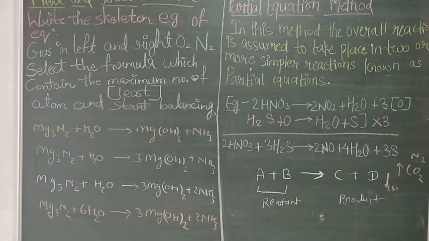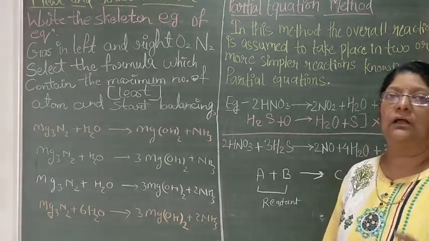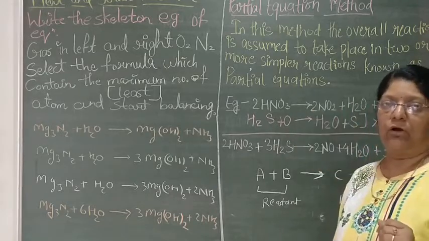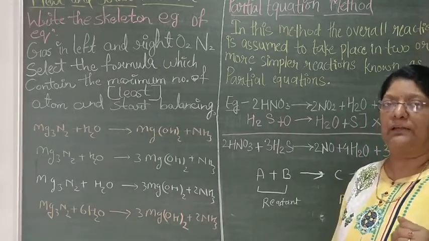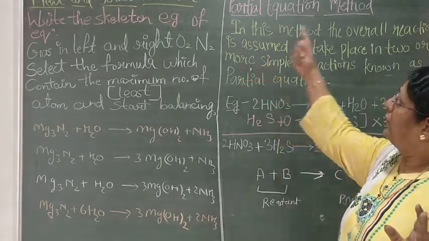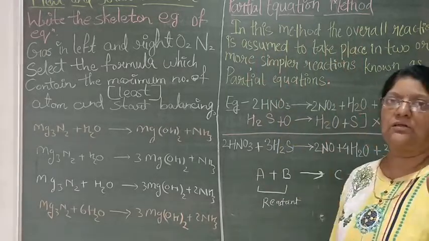So there are four types of chemical reaction. First is the hit and trial method, second is the partial method, third is the redox method, which we will read in the redox chapter, and fourth is the ion exchange method, which also comes under redox. Right now we are only going for the hit and trial method and the partial method. First we come to the hit and trial method.